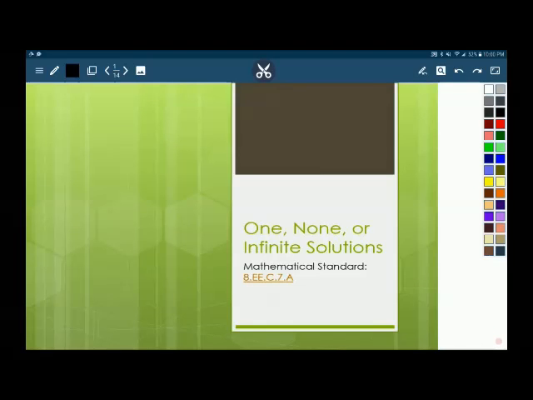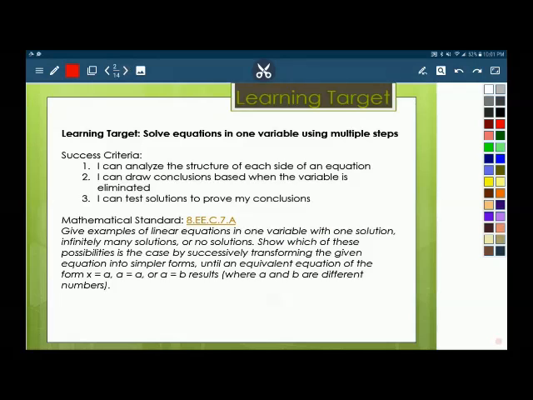Today we're going to be broadening our view of how many solutions there can be. We have three options here: one, none, or infinite. So far, we've really just been focusing on one. When you find the value of the variable, you've found the one solution. Well, there are actually different options other than just one solution.